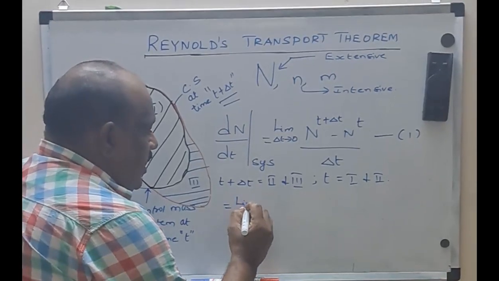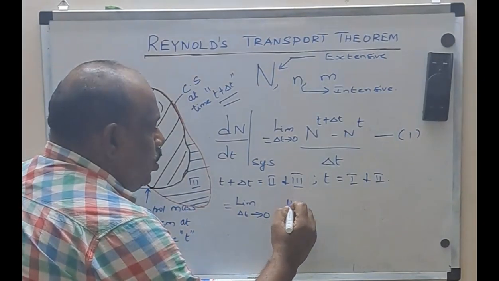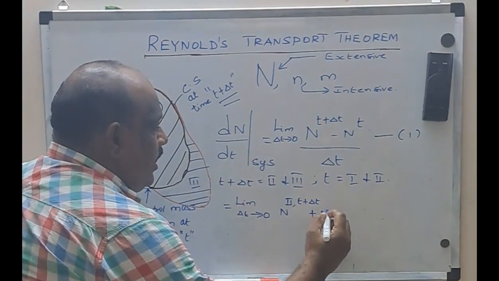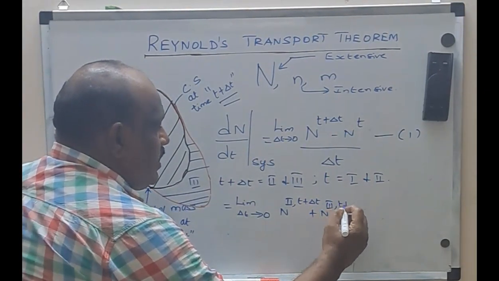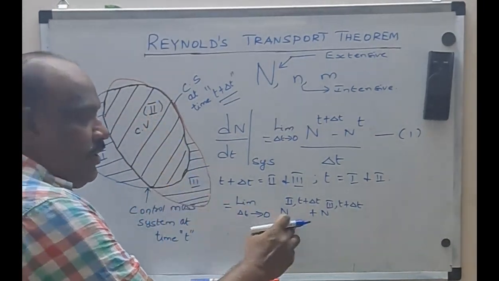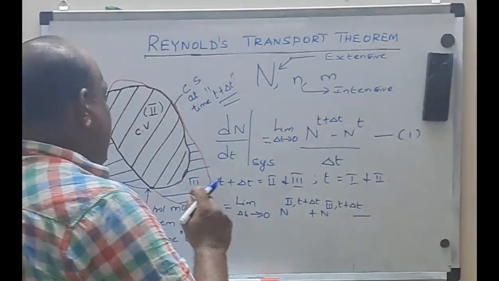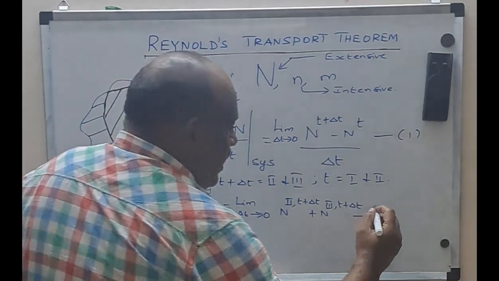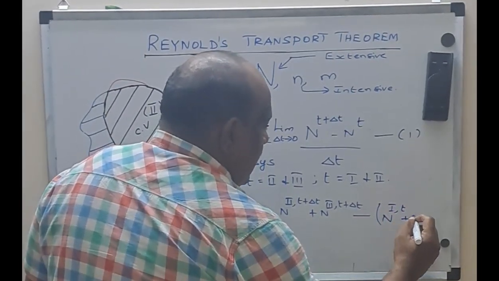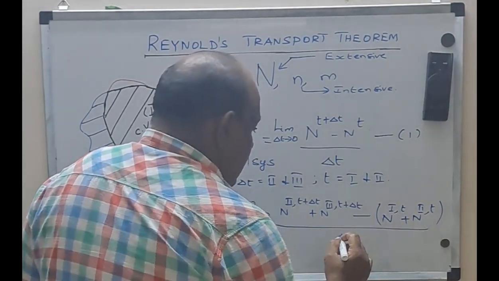So it is limit delta t tends to 0, N of 2 comma t plus delta t plus N of 3 comma t plus delta t. Why? Because at t plus delta t we have both 2 and 3, so I have written both with addition. Minus, what is N of t? At N of t I have 1 and 2. So I can put the minus as common: N of 1 comma t plus N of 2 comma t, by delta t.